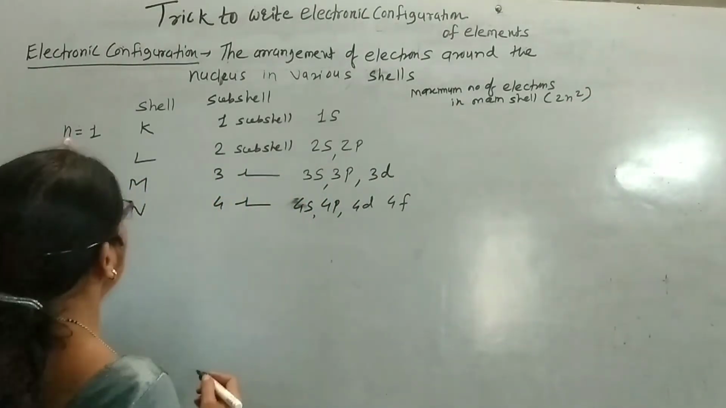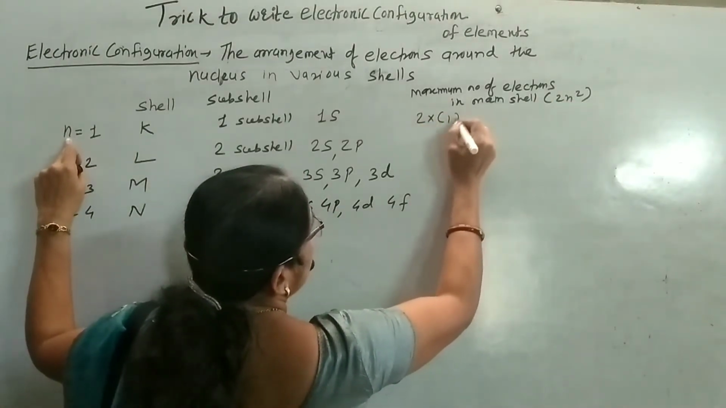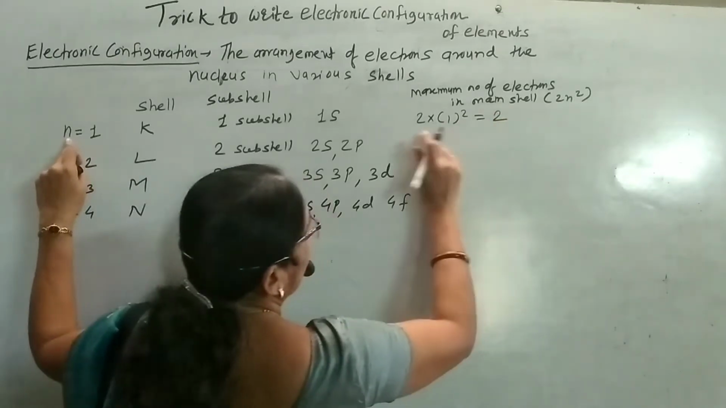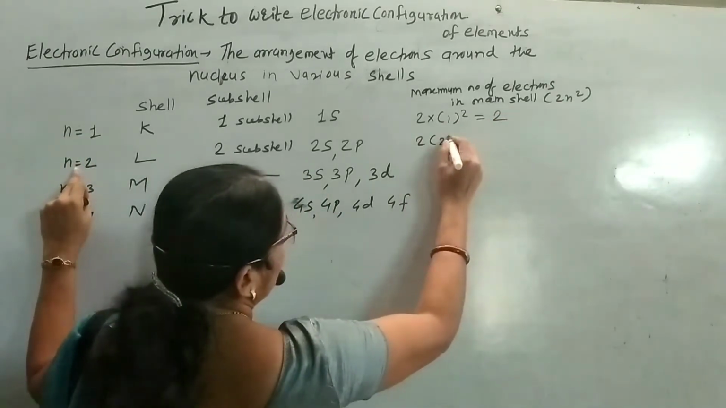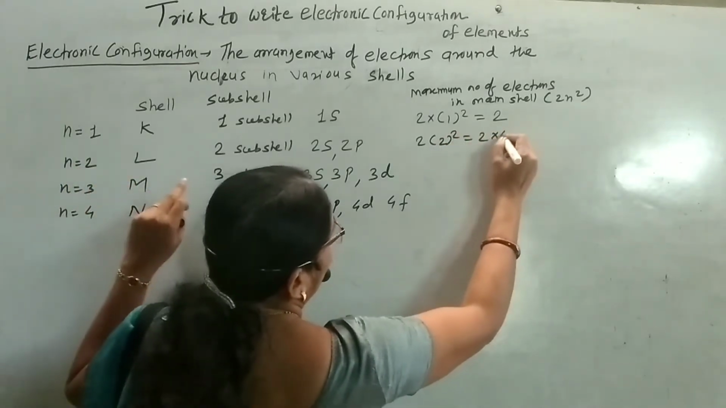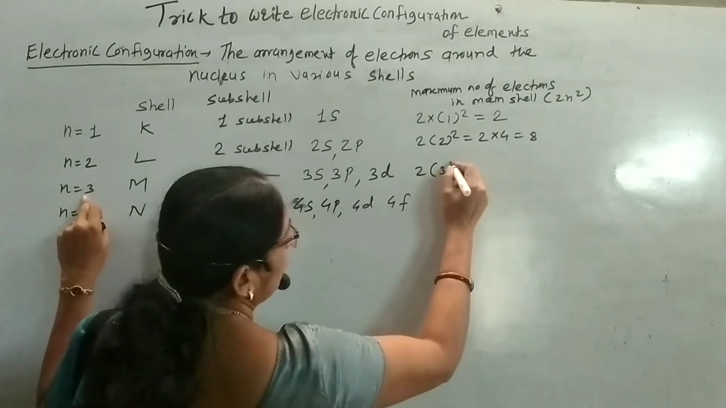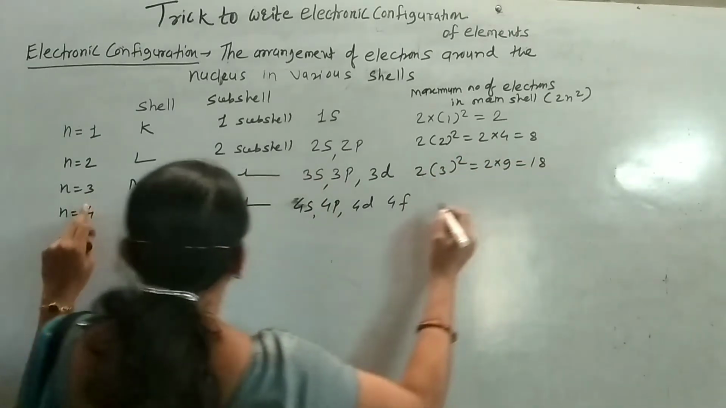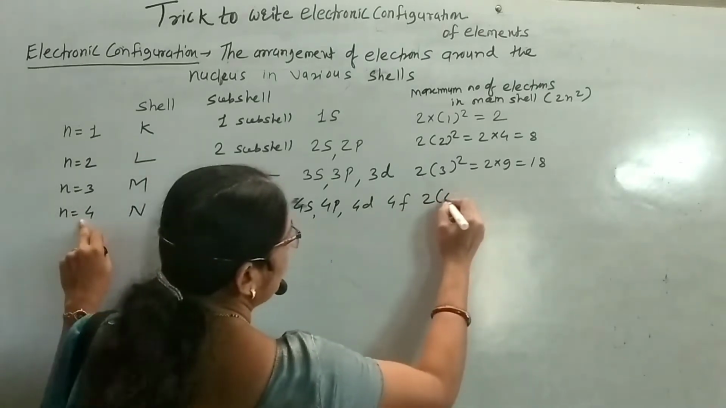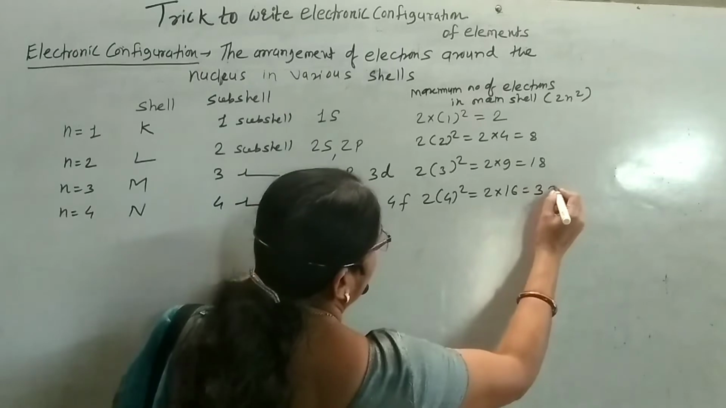In the first shell, the value of 2 into n square is 2 into 1 square, that is 1, and therefore 2 into 1 is 2. For the second, 2 into 2 square, so 2 into 4, that is 8. For the third, 2 into 3 square, 2 into 9, that is 18. For the fourth shell, 2 into 4 square, 2 into 16, that is 32.